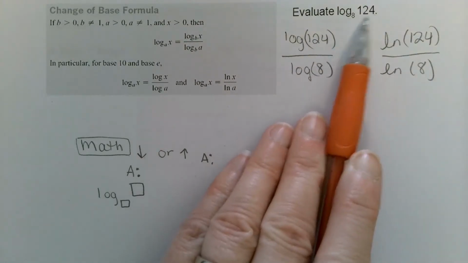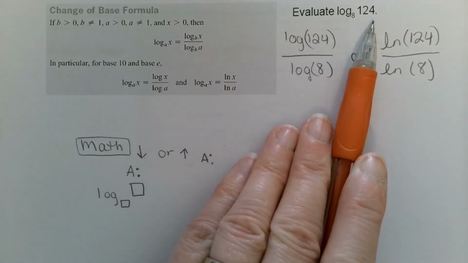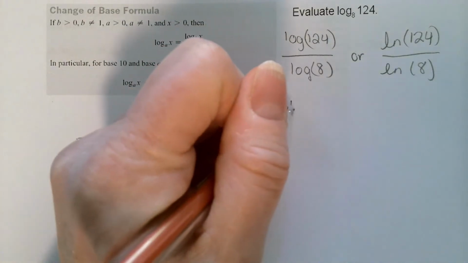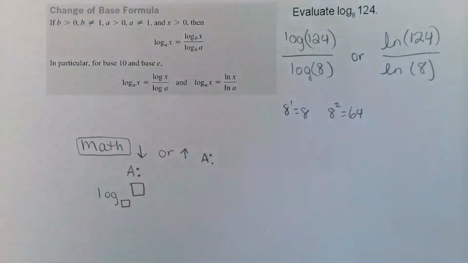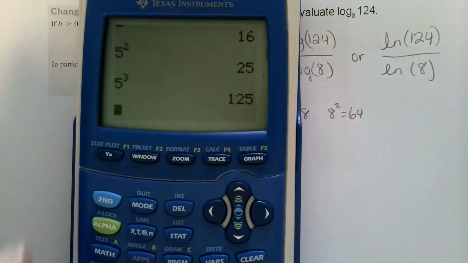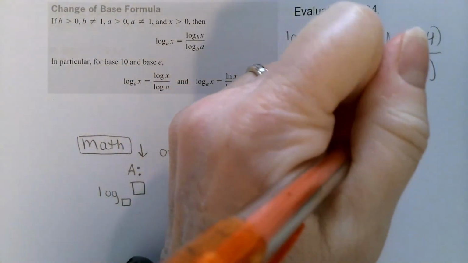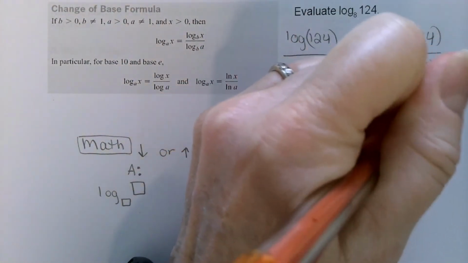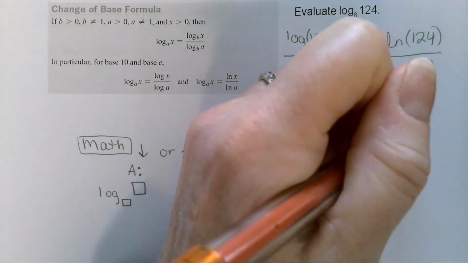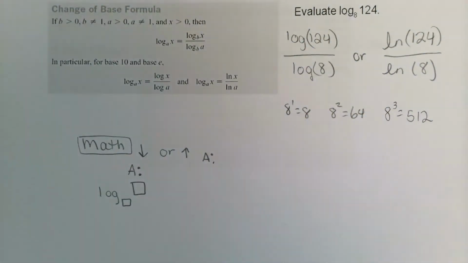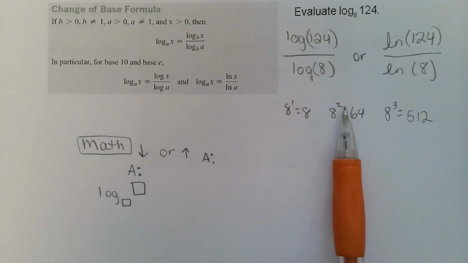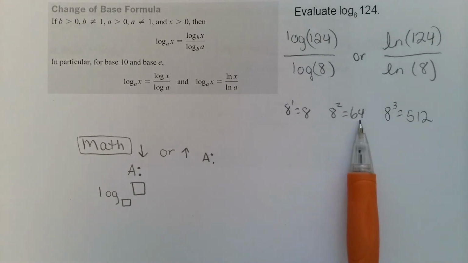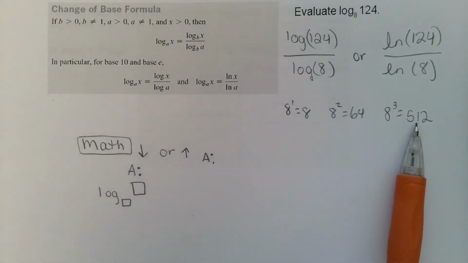Here, if I tried numbers, 8 to the first power is 8. 8 to the second power is 64. Let's see, if I do 8 to the third power, I get 512. So I skip right over the value of 124 that I want. So in order to calculate this, we're going to get a value somewhere between 2 and 3, because it's got to be bigger than 2, but less than 3.